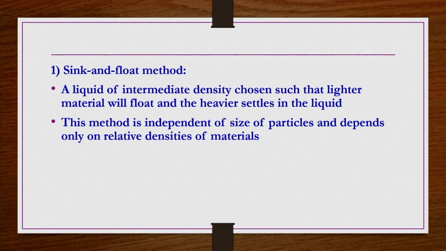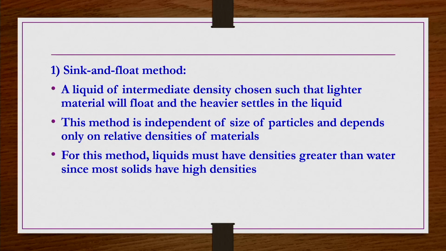That is what the sink and float method is: you take a mixture of materials having different densities, select a liquid with a density in between the two, and mix them together, so that the lighter solid material floats and the heavier solid material sinks at the bottom. Alright. That is the reason this method is known as the sink and float method. This method is independent of the size of the particles and depends only on the relative densities of the materials.